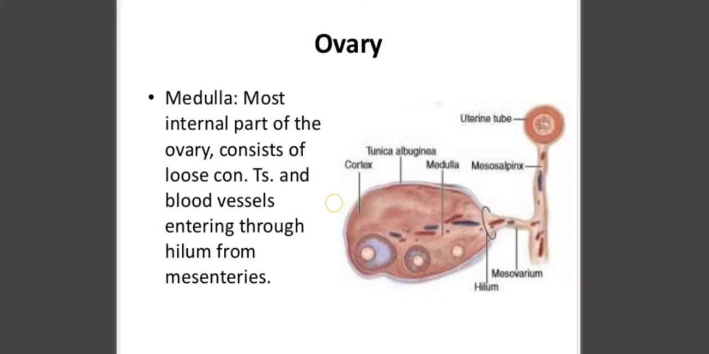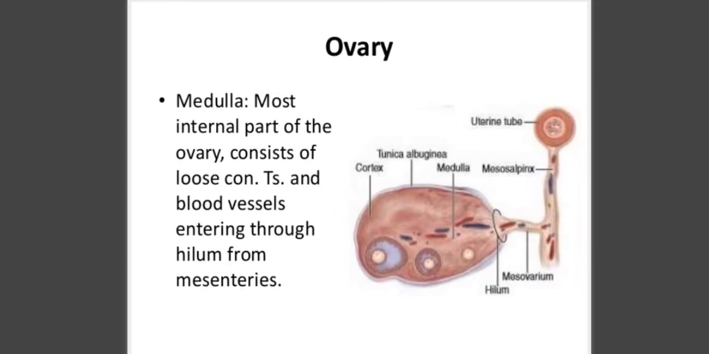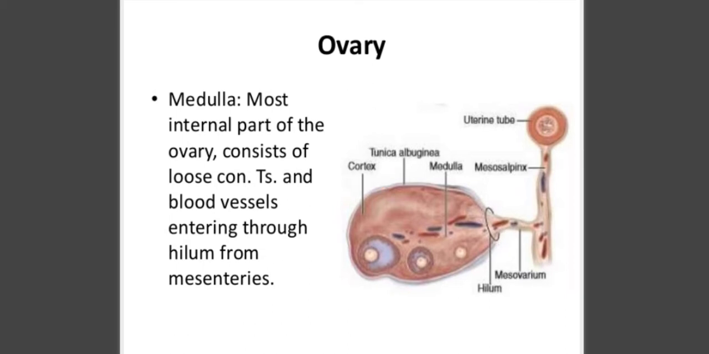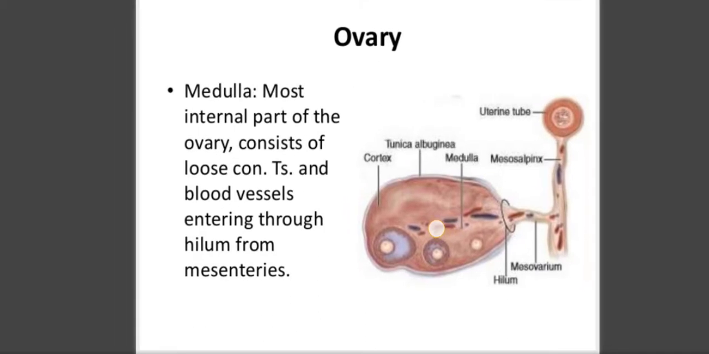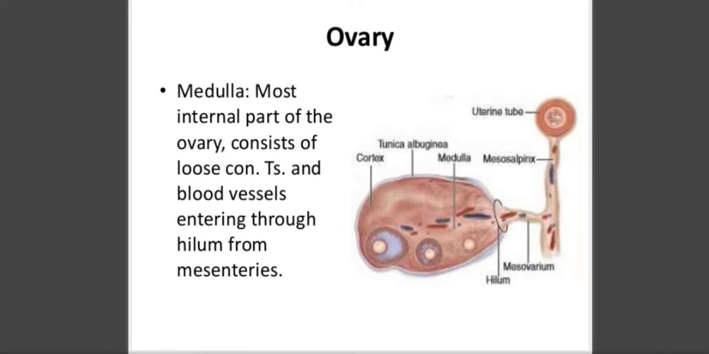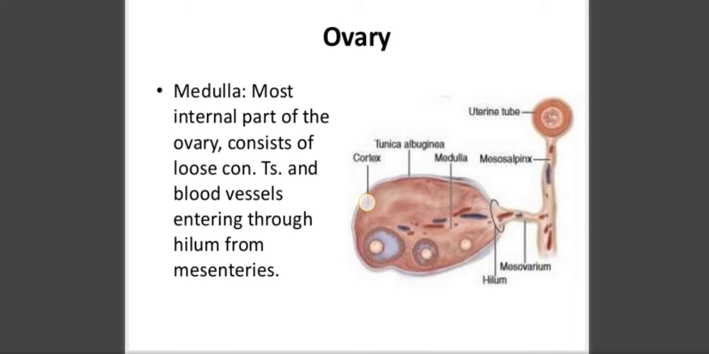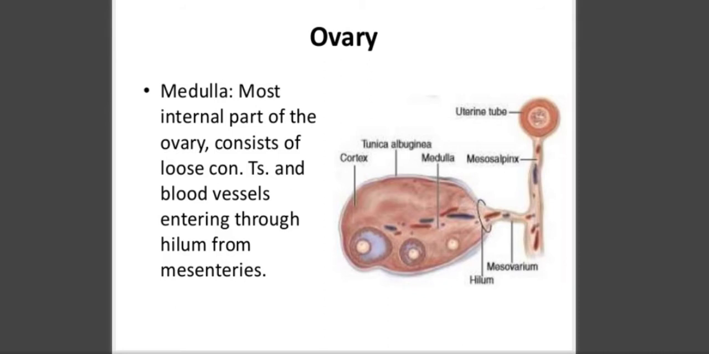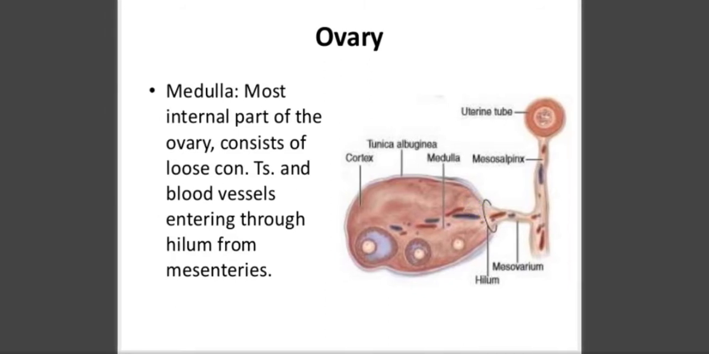See this diagram. This is the cortex, tunica albuginea, and the medulla, which is the inner part. The cortex is the outer part and the medulla is the inner part. And this is the hilum from where the blood vessels enter the ovary.